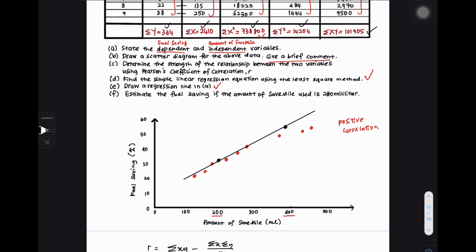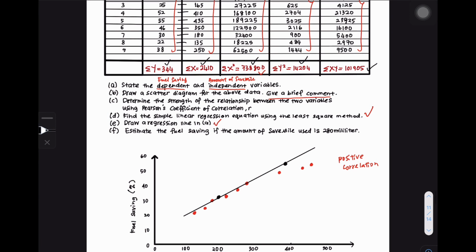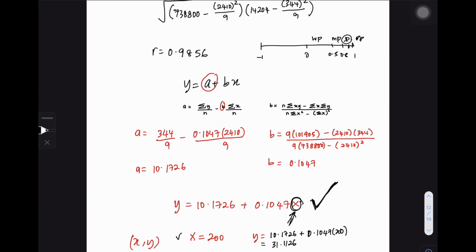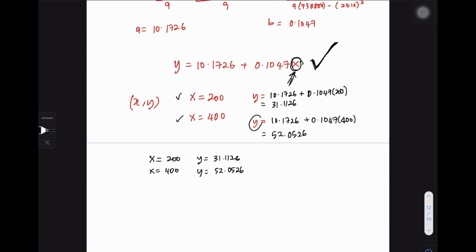Soalan yang terakhir, dia suruh kita estimate the fuel saving if the amount of safe mile used is 280. Ni maksudnya dia suruh kita estimate nilai Y, fuel saving ni Y. Diberi kepada kita nilai X adalah 280. So senanglah. Awak dah ada equation, awak cuma perlu gantikan X tu dengan 280. So Y sama dengan 10.1726 tambah dengan 0.1047 darab dengan 280. Okay, so bila awak darab dengan 280, awak akan dapat nilai Y awak adalah 39.4886. So inilah dia nilai fuel saving when the safe mile use is 280 ml.